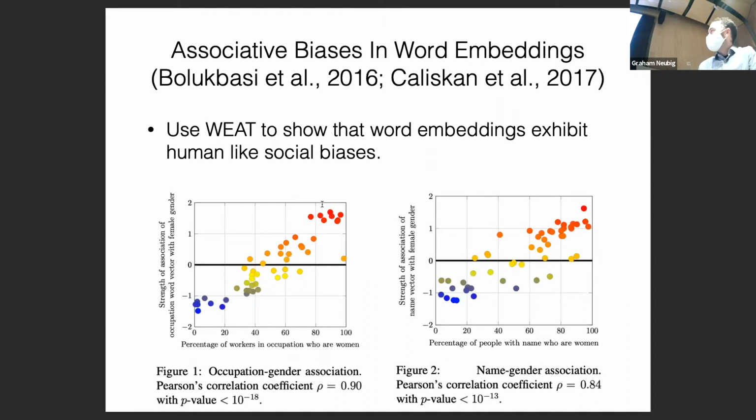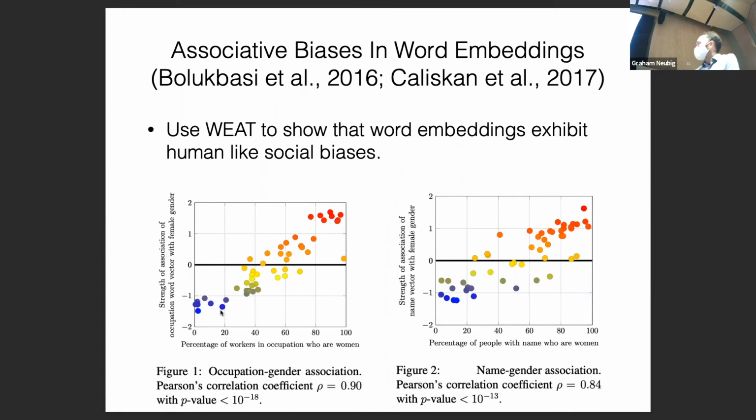So this is an example from this test. And this is the strength of the association of occupation words with the female gender. So this is the percentage of workers in the occupation who are women. And you can see that there's a pretty strong association between this. And there's also an association between names and gendered words, essentially. So what this is showing is basically there's a very clear trend that if there are more women in the occupation, then the word embeddings are more closely associated.